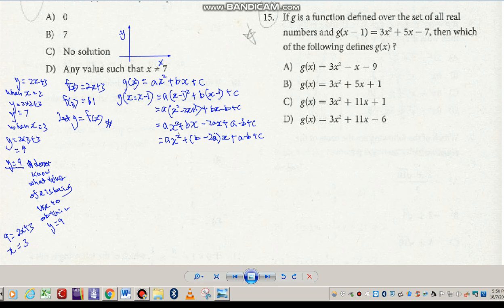Now when you see this g when x equal to x minus 1, this should be exactly the same as this, which is actually equal to 3x² plus 5x minus 7. Just a repeat: this is actually g(x minus 1) and gives you this. I just put it here because I replaced the x with x minus 1 and simplified. So compare.